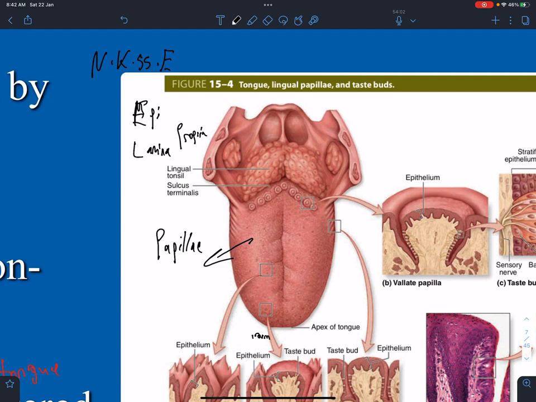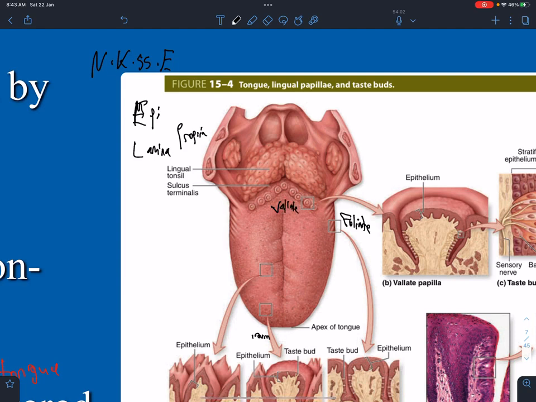Okay, there are 4 types, let's name them. One is anterior to your sulcus terminalis, your vallate papillae. One is on the edges, you probably heard it for the first time, foliate papillae. They don't consider it in the anatomy because it's poorly developed in humans. They consider it as rudimentary, but still it's a part of the 4 papillae.